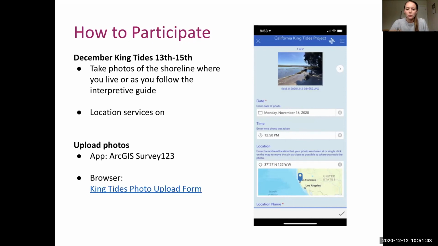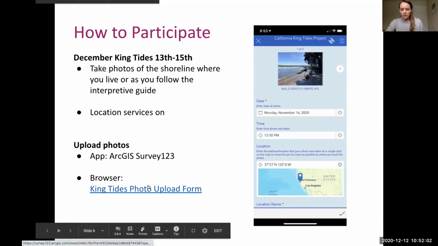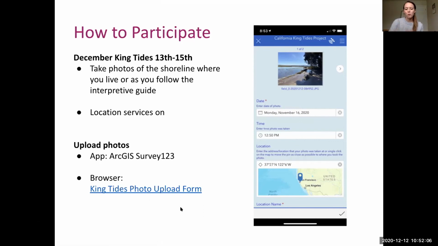There are two ways to contribute to the project. You can use the app, which is ArcGIS Survey123. It's free and it's on iPhone and Android. Or you can upload through your browser on your computer. This King Tides photo upload form, which has a link that I'll share too, works for both. If you click on it and you have the app, it will launch in the app. And if you're in your browser, you can just open it there.